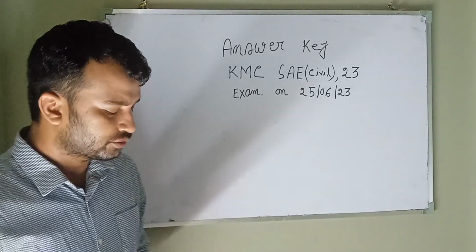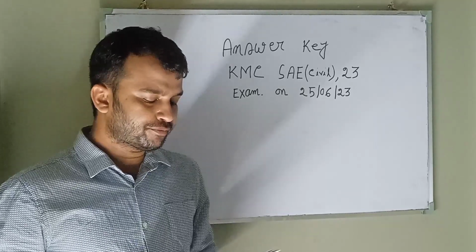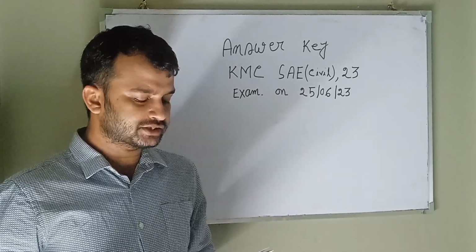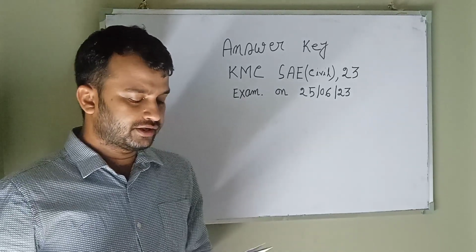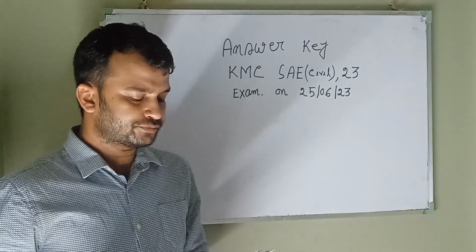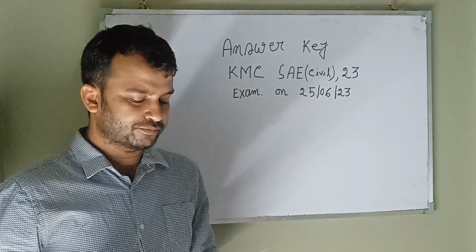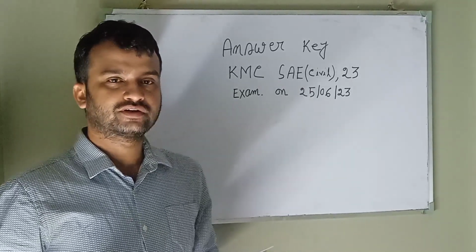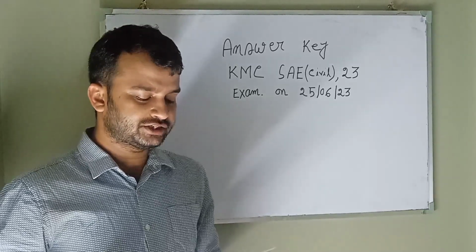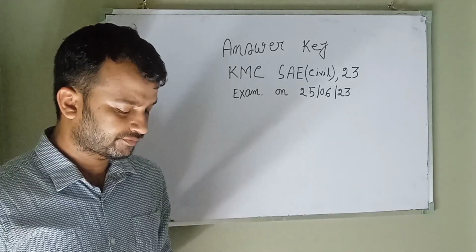Next question number 2. The type of window provided on the sloping side of a pitched roof is called option A gable window, option B narrower, option C dormer window, option D lantern. And the correct answer is option C, dormer window.